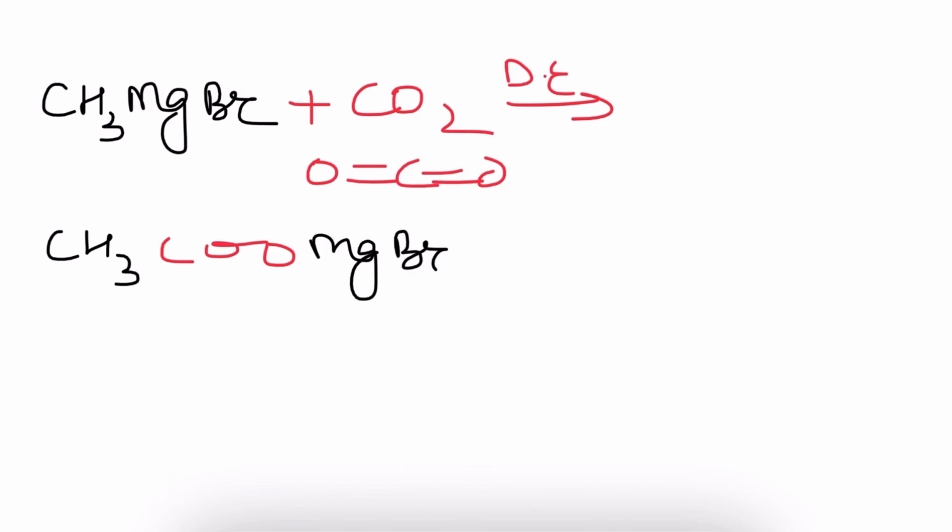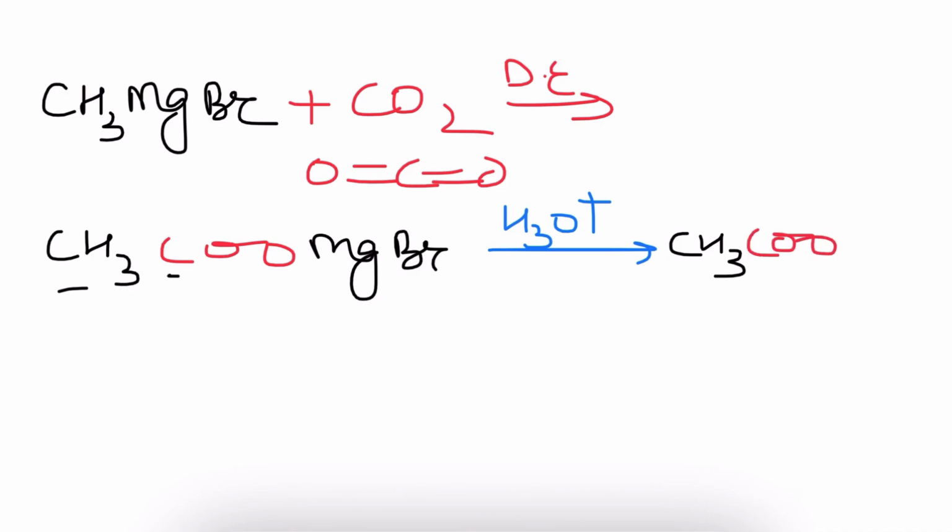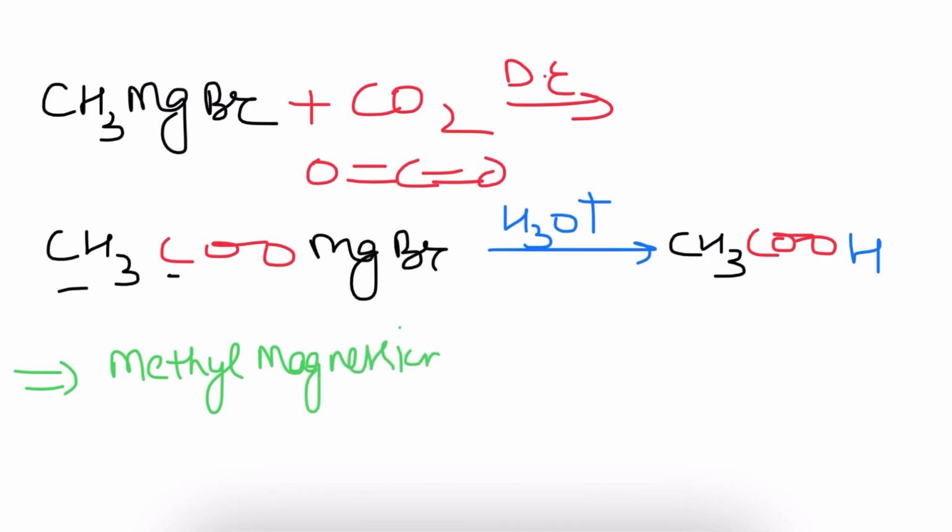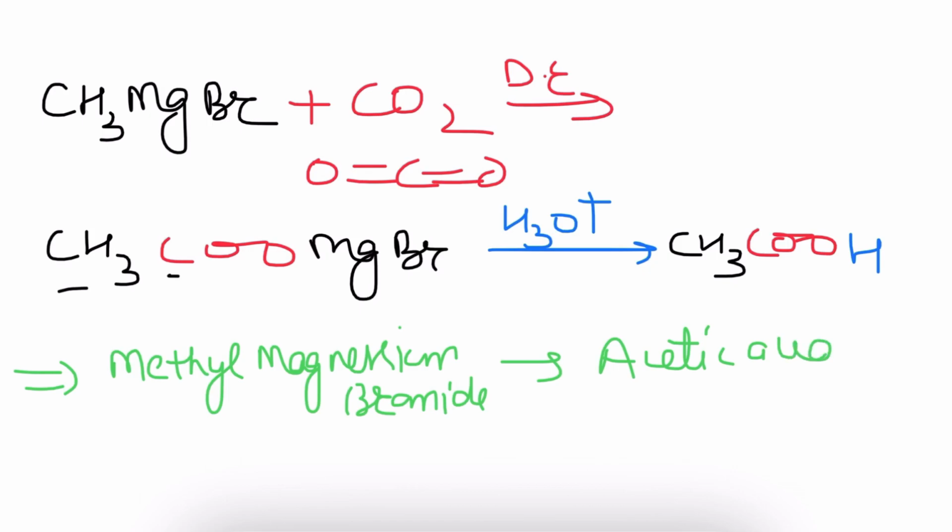where the carbon gets attached with the alkyl part and the oxygen gets attached with the magnesium bromide part. This reaction intermediate on hydrolysis produces carboxylic acid. So in this way we convert methyl magnesium bromide into acetic acid, a common name for ethanoic acid.